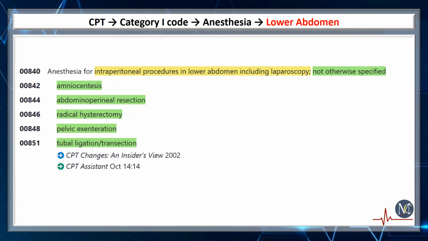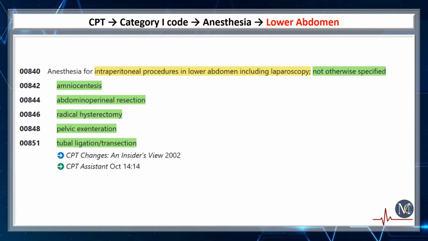Next code is 00840. Anesthesia for intraperitoneal procedure in lower abdomen including laparoscopy not otherwise specified. Next code is 00842 amniocentesis. The provider performs anesthesia services for a patient undergoing a procedure in which another provider extracts fluid from the uterus of a pregnant female using a needle.